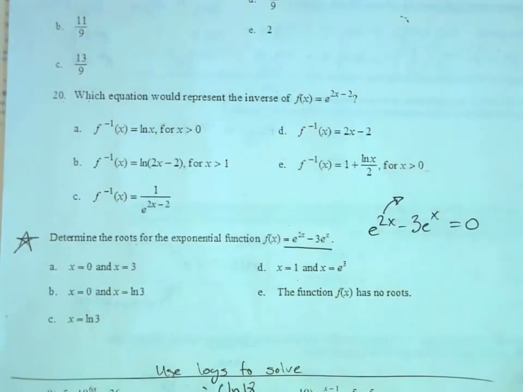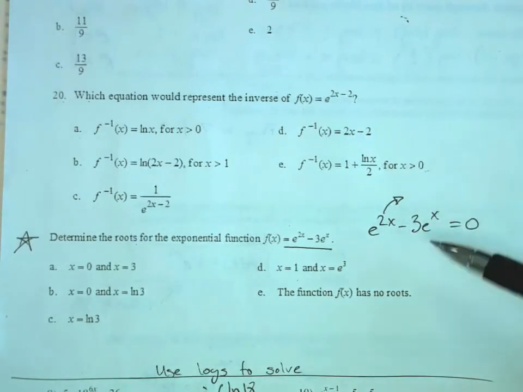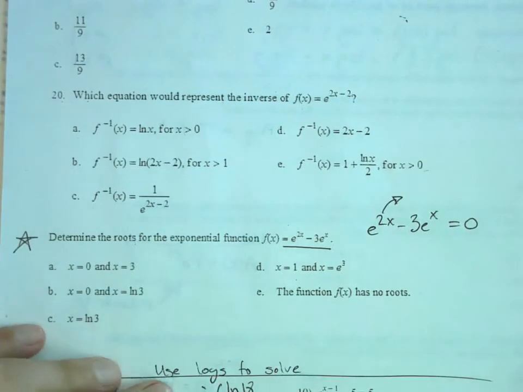When you look at this right away, maybe you think you should divide both sides by e to the x. But if you do that, you'll lose a solution. You don't really ever want to divide by x when you're trying to find a root. You'll end up losing one of the solutions. So I can't do that.